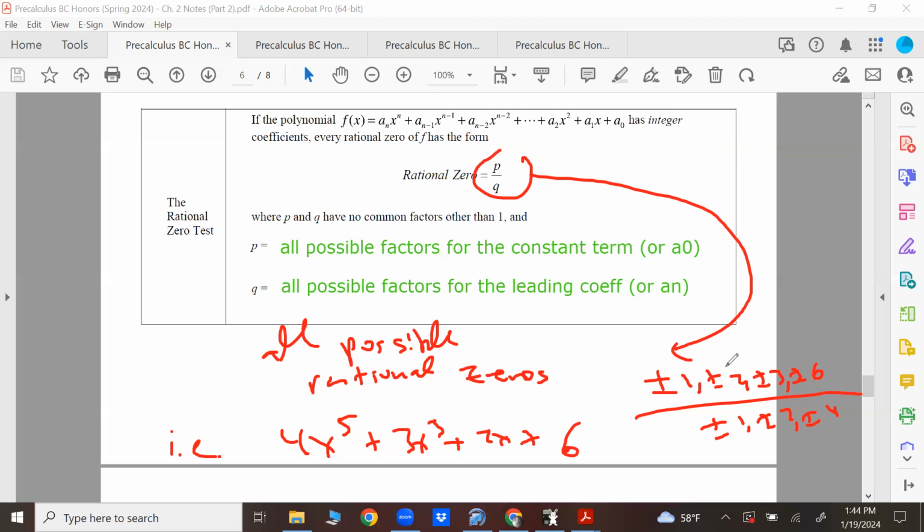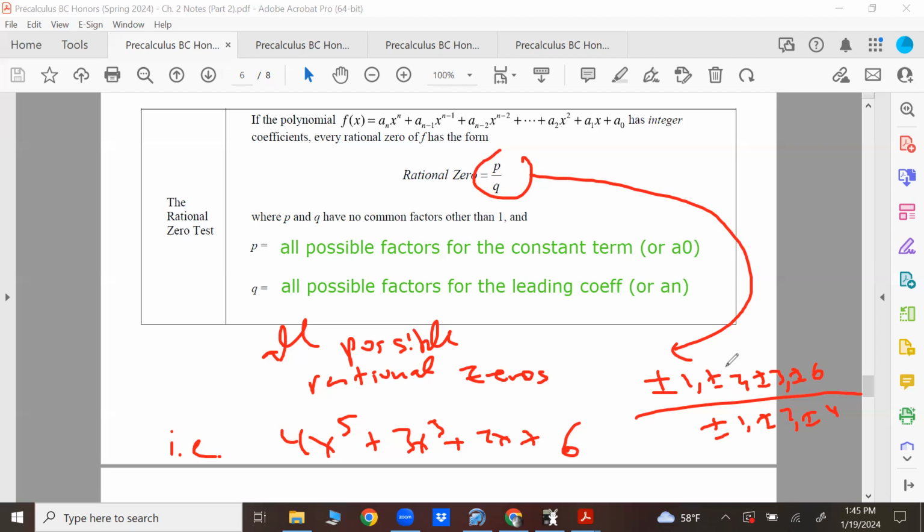Those are all possible P. Also, P is for only the constant at the end. Yes, exactly. But then what you do is you factor out a variable and then you get a new constant, and you work with that. And Q is for the leading coefficient. Yes, correct. So there's only one leading coefficient.